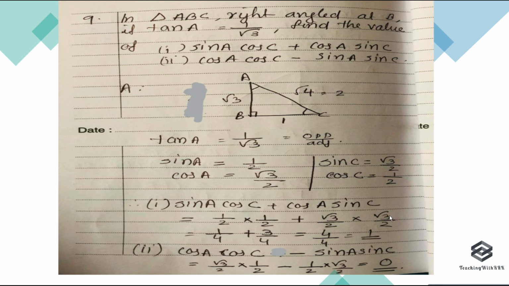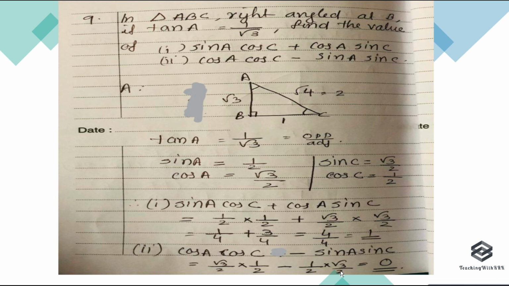Substitute the values. Sin A is 1 by 2, cos C 1 by 2. 1 by 2 into 1 by 2 plus cos A sin C, root 3 by 2 into root 3 by 2. 1 by 2 into 1 by 2, 1 by 4. Root 3 into root 3, 3. Divided by 2 into 2, 4. 3 by 4. LCM same, therefore 1 plus 3, 4. 4 by 4 equal to 1.